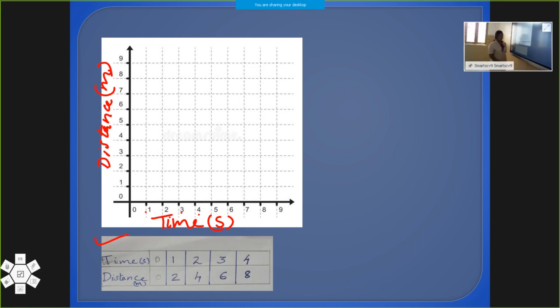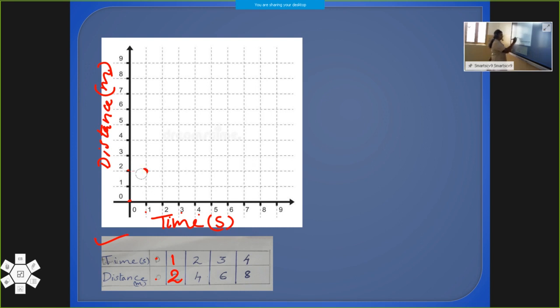So for uniform motion, at time 0, the distance is 0. Okay, so 0, 0 you can mark. And at time 1 second, you have 2 meters. The distance traveled is 2 meters. So at 1 second, you can put a dotted line if you want. Then what you get? It says 2 meters. So you get the point here.